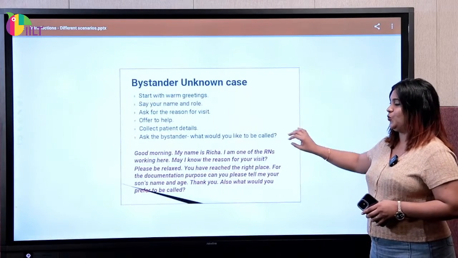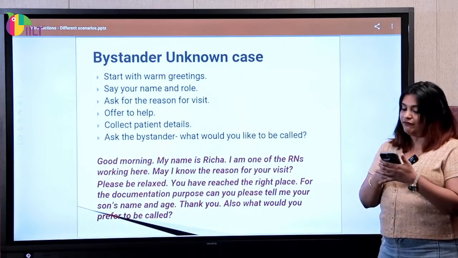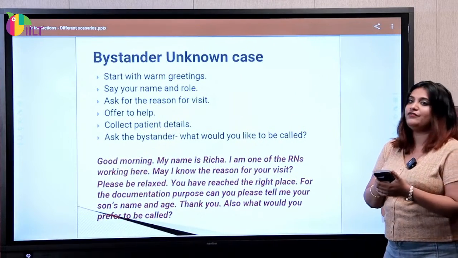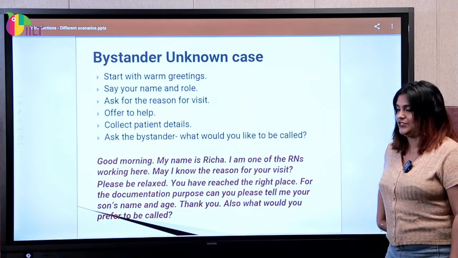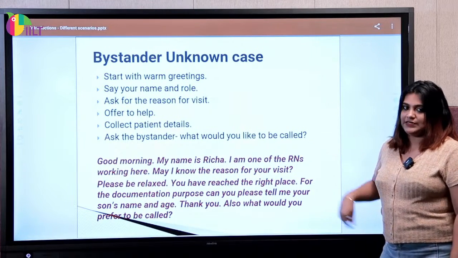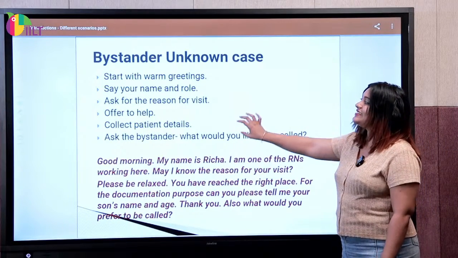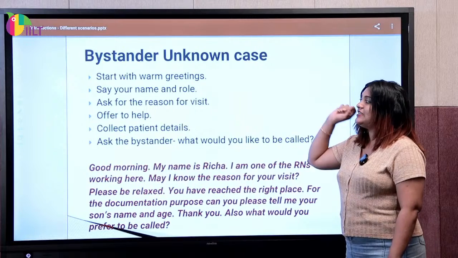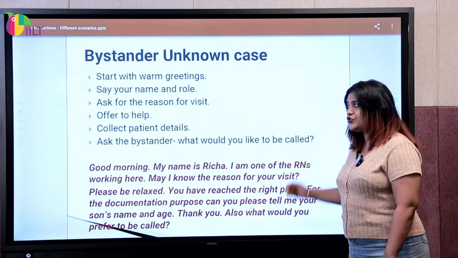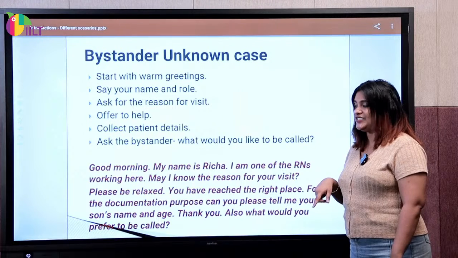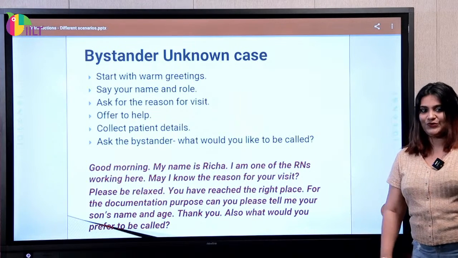Now the last one, bystander, unknown case. We don't know the patient. We have no information about this particular patient, and we don't know what is going wrong with this person either. And we are talking to the bystander. So these are the steps that you have to follow: start with warm greetings, say your name and role, ask for the reason for the visit, offer to help, collect patient details, and ask the bystander, what would you like to be called?